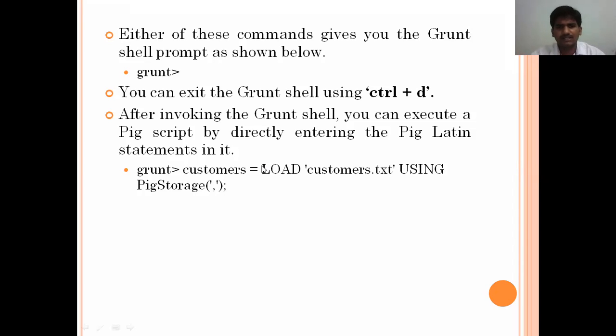So see here, for example, take one Pig Latin statement: customer equals LOAD. We get the data from customer.txt, a text file. From this text file we load the data using PigStorage with the comma symbol. In that particular file, all the customer names are available, separated by commas, so it is read like this, in the grunt shell.